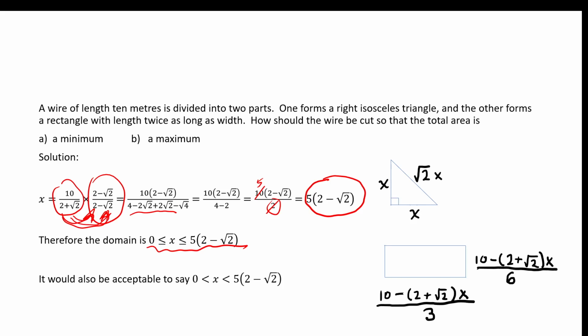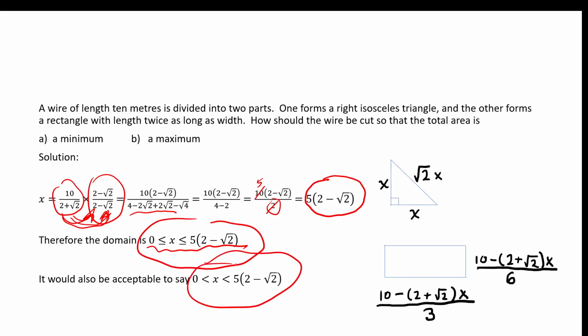root 2. Now, depending on your philosophy, you might say, well, we can't really say that x could equal 0, because if we did, then we'd be saying there's no triangle at all. And we can't really say x is equal to 5 times 2 minus root 2, because if we did, then we'd be saying there's no rectangle at all. And philosophically, I read that question so as to say that there is one of each. So depending on how you think of it, you might put equal signs in your domain, and you might not put equal signs in your domain.